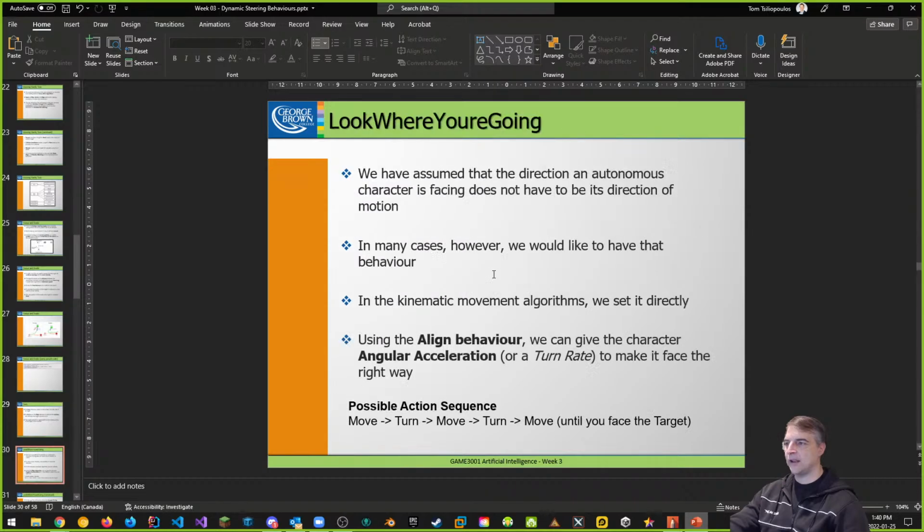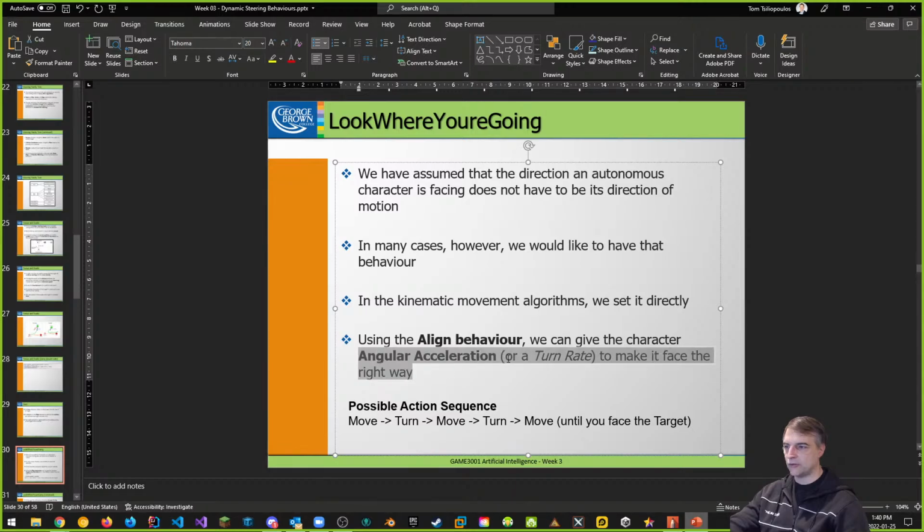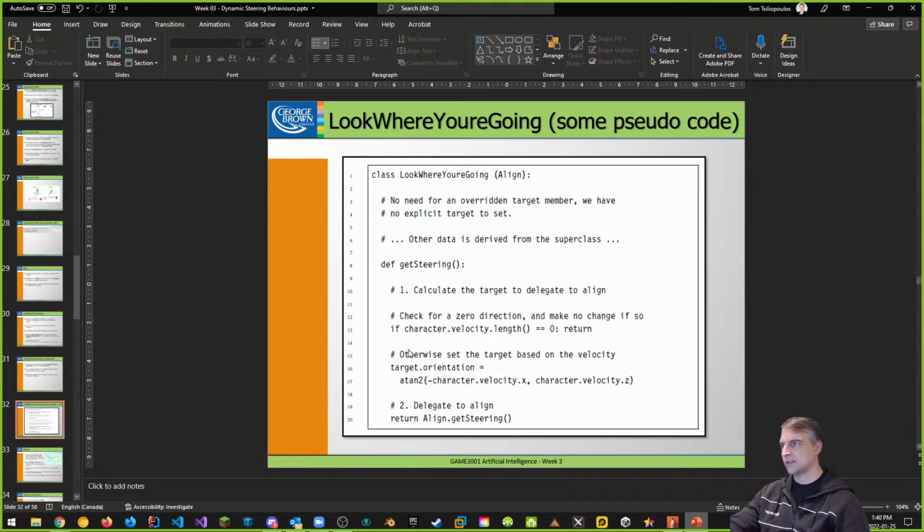Facing again is how much we change, and look where you're going is based on alignment and facing. For look where you're going, we want to make sure that you have some kind of angular acceleration or turn rate assigned to your character. So that's something we talked about today, just to sum up.